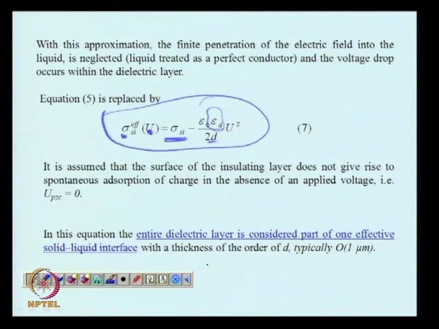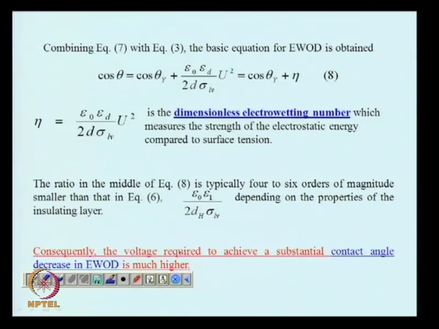And in this equation, the entire dielectric layer is therefore considered part of one effective solid-liquid interface, with a thickness of the order of 1 micron, compared to the electric double layer, which is a few nanometers thick. Now, when you plug that into Young's equation, this gives rise to the famous equation for EWOD: the equilibrium contact angle is equal to the equilibrium contact angle plus this term multiplied by u square.